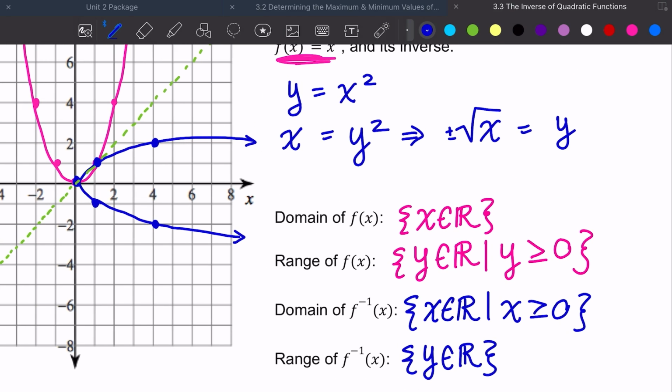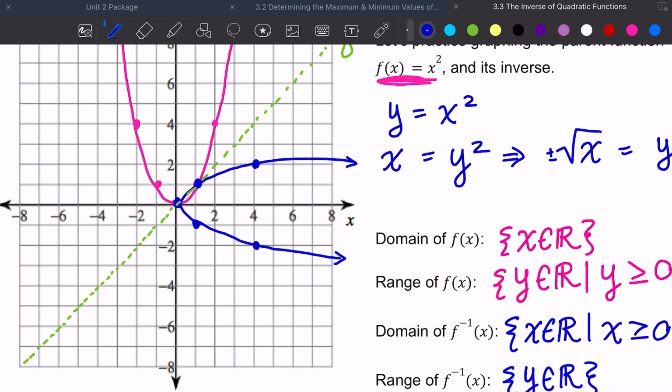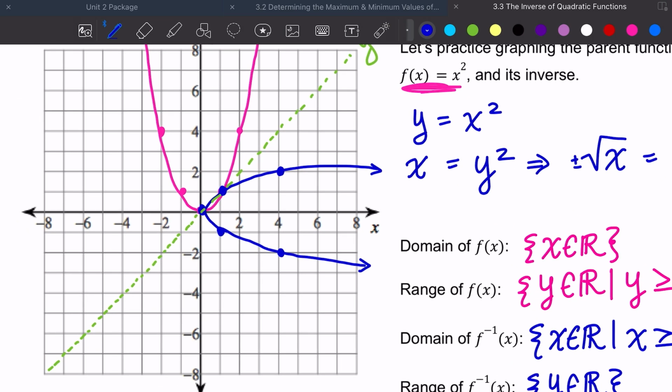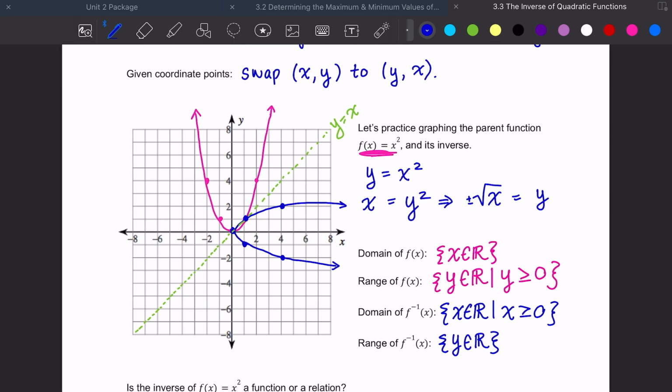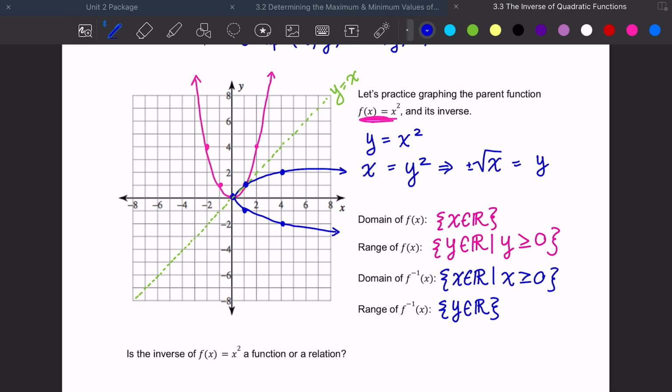If I look at my x values, I can only start at 0 and go into the positives. I'm never going to go into any negative x values. And my y values extend this way forever and ever. So I'll touch every y value, right? So they flip. Is the inverse of f at x equals x squared a function, or is it a relation?